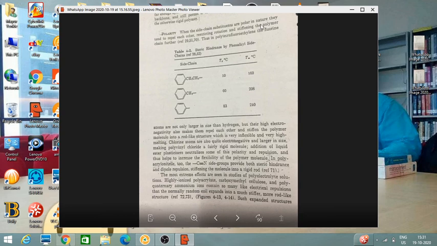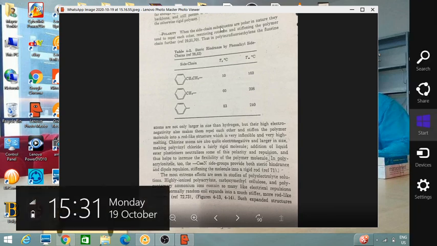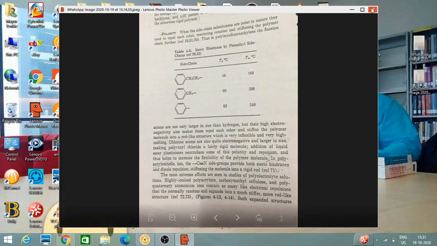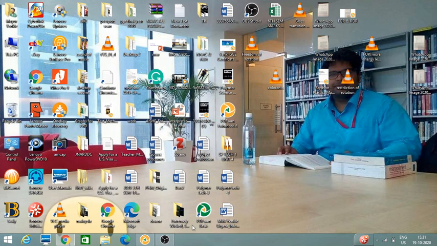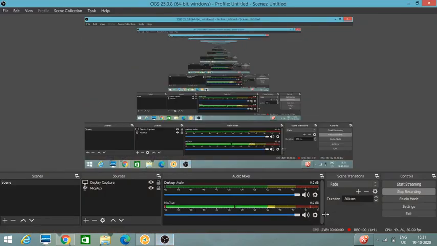So substituents that are polar in nature tend to repel each other, restricting rotation and stiffening the polymer. So this is all regarding the restriction of rotation. I hope you understand. Any difficulty, you can ask.